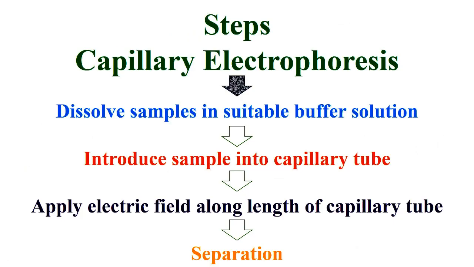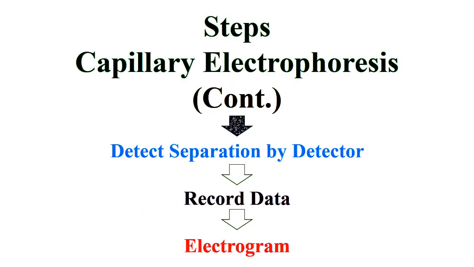Capillary electrophoresis is initiated by dissolving samples in a suitable buffer solution, introducing the samples into the capillary tube, and applying an electric field along the length of the capillary tube for separation. And the separation is detected by the detector, and data is recorded in the form of an electrogram, as mentioned in the next slides.